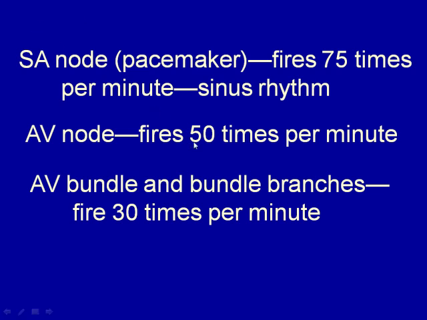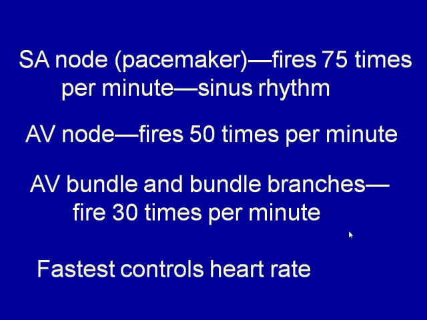Whenever the AV node is discharged, it has to start over again building up to discharge. Same is true of the AV bundle and the bundle branches. So whichever one discharges the fastest controls the heart rate. And normally the SA node, discharging 75 times per minute, is going to keep cleaning the signal off of these other two, so they never get a chance to discharge on their own. They're always told to discharge before they build up their own signal.